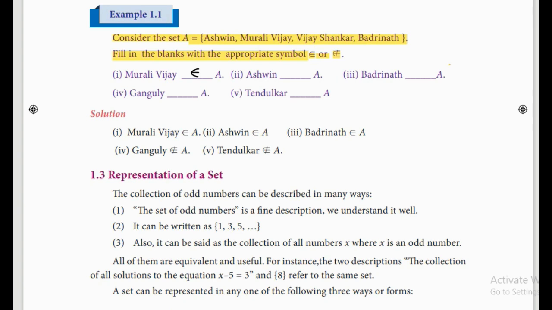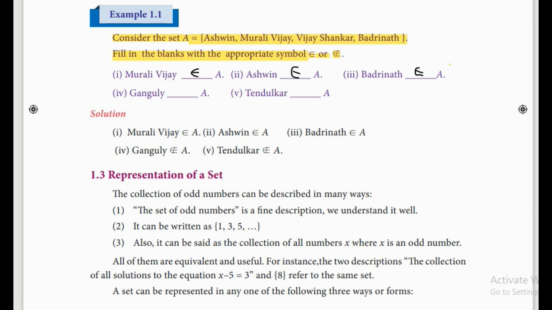Ashwin dash A. Then tell me, look at the set A. Ashwin is in the set A, so we can say Ashwin belongs to the set A. Badrinath. Look there, Badrinath is also in the set A. So we can say Badrinath belongs to A.